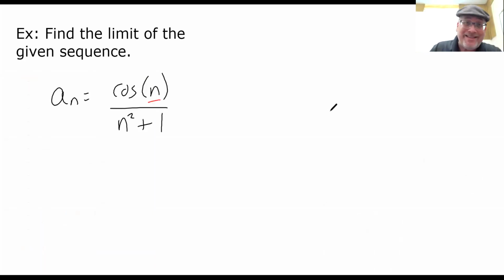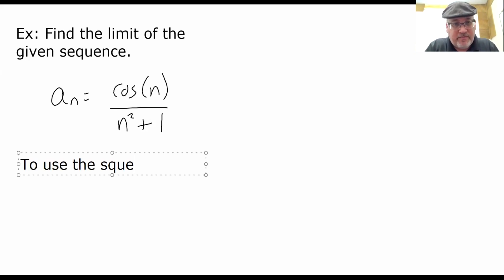Now, if it were pi n, that would be different, but cosine of n by itself is just a train wreck. So what do we do with this? Well, the answer is we play the squeeze theorem on it. Now, how do we play the squeeze theorem? The way you play the squeeze theorem, and this is worth typing, is: use the squeeze theorem.